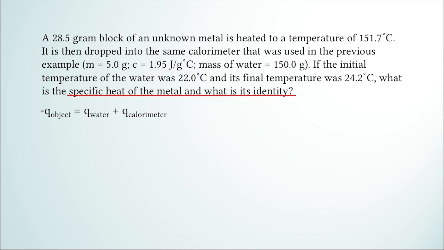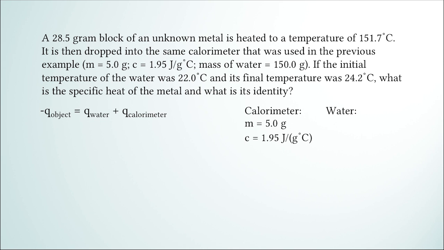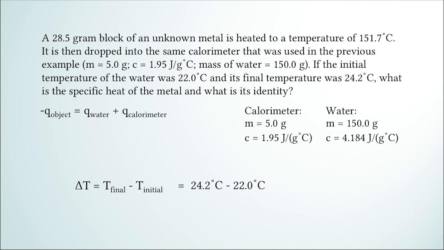We're given enough information to find out how much heat the calorimeter and water absorbed. The calorimeter has a mass of 5.0 grams and a specific heat of 1.95 joules per gram degrees Celsius. The mass of water is 150.0 grams and a known specific heat of 4.184 joules per gram degrees Celsius. We need to calculate the change in temperature. Delta T equals final temperature minus initial temperature, or 24.2 degrees Celsius minus 22.0 degrees Celsius. That is 2.2 degrees Celsius. That can go in both columns.